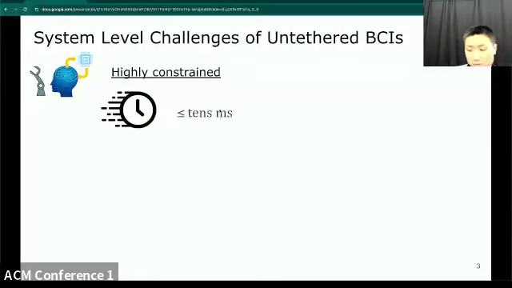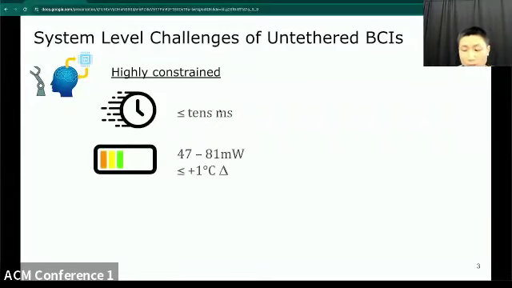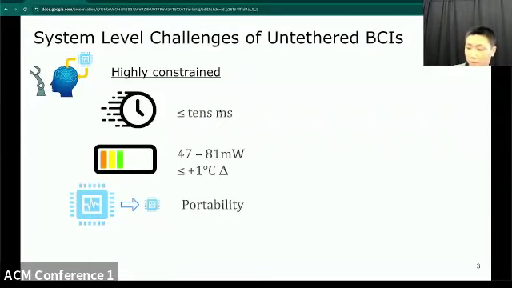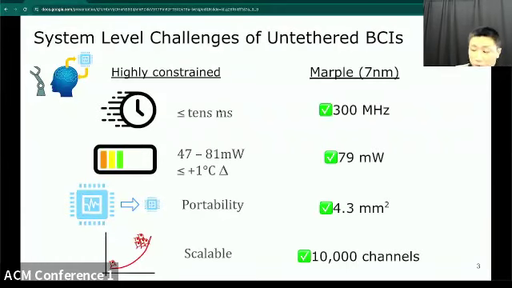A BCI has to be fast enough to react to the millisecond timings of the brain, has to be low power enough to avoid brain damage from thermal discharge and cell death. It has to be small enough to be implanted without encumbering the user, and all while scaling up in order to improve the accuracy of neural decoding. Now, in the case of Marple, we're able to achieve this at 7 nanometers by operating at 300 megahertz, running at 79 milliwatts, 4.3 millimeters squared, scaling up to 10,000 channels.